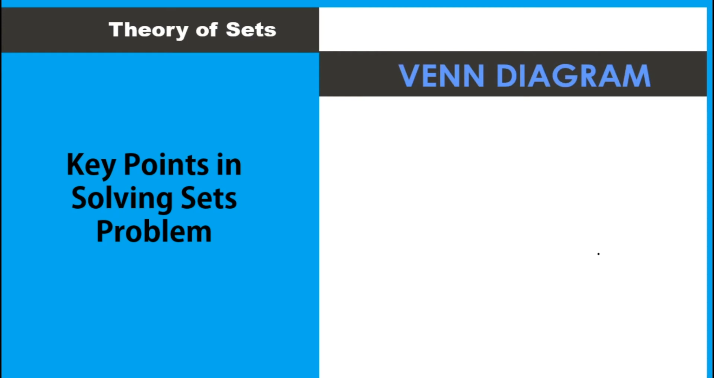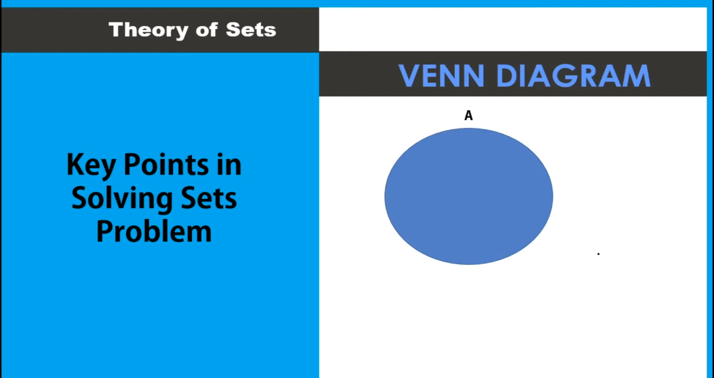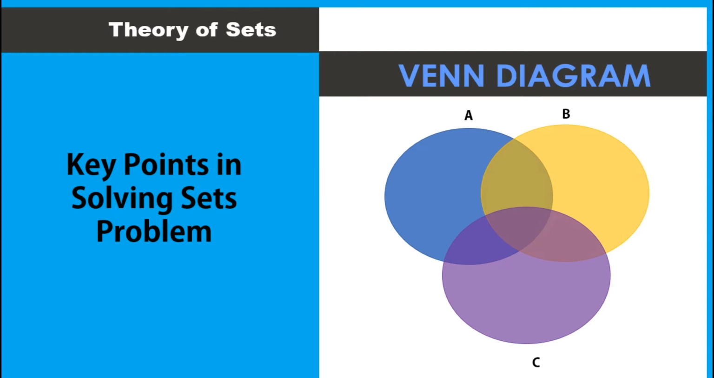Next we have the Venn diagram. For example, we have a set A, the first set. A Venn diagram is a representation of sets using circles. It means that this is the boundary of set A. It can be two sets, or three sets or more.